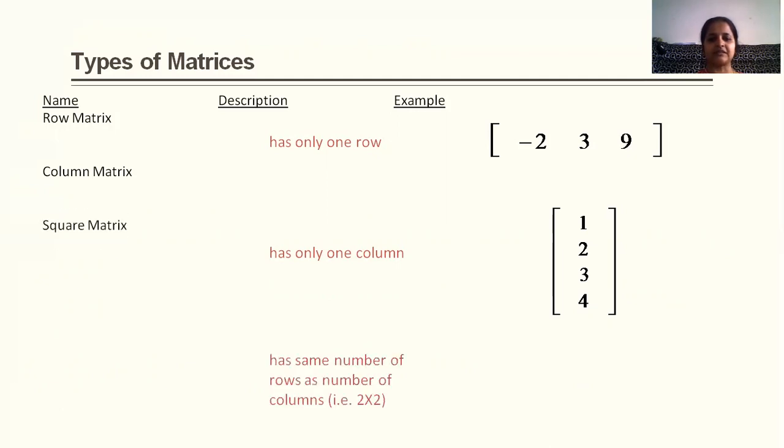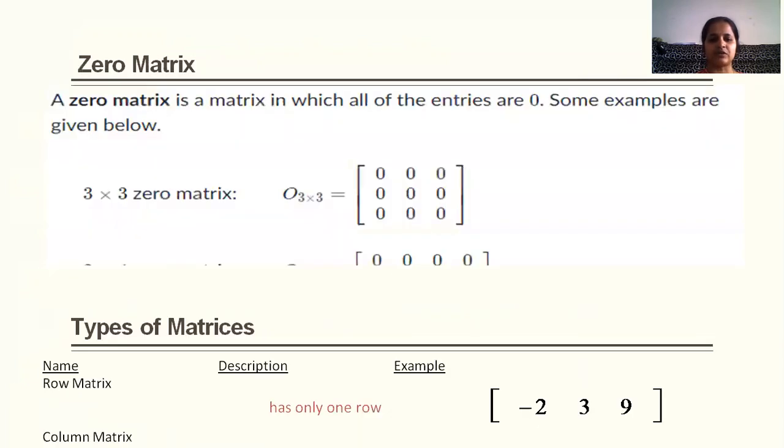Next, the square matrix. It has the same number of rows and columns. Here you can see the number of columns is 3 and the number of rows is 3. So it is a 3 by 3 matrix. 1 by 1, 2 by 2, 3 by 3, 4 by 4, etc. are square matrices. So we can say n by n is a square matrix. And we can say 1 by n is a row matrix, n by 1 is a column matrix, and n by n is a square matrix.